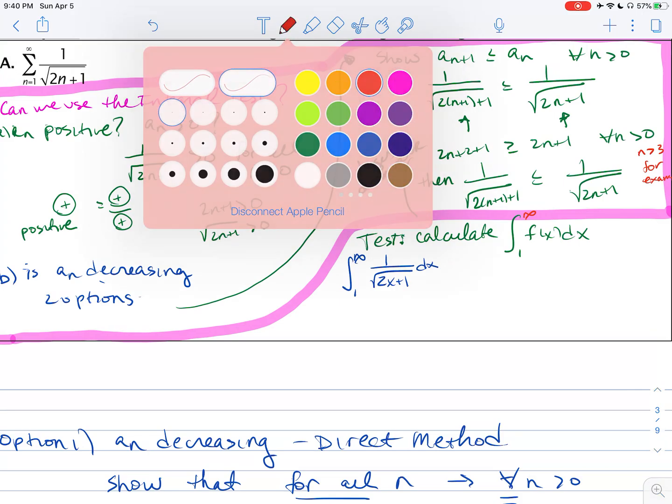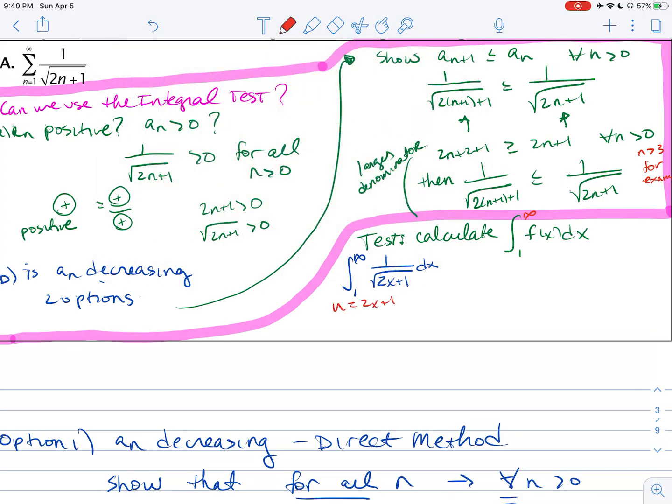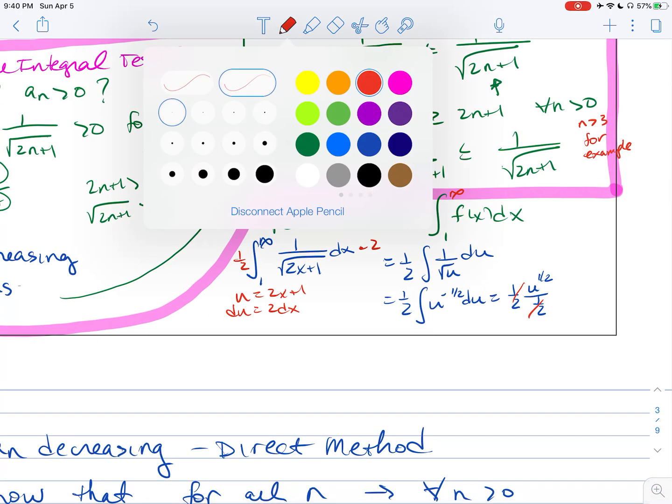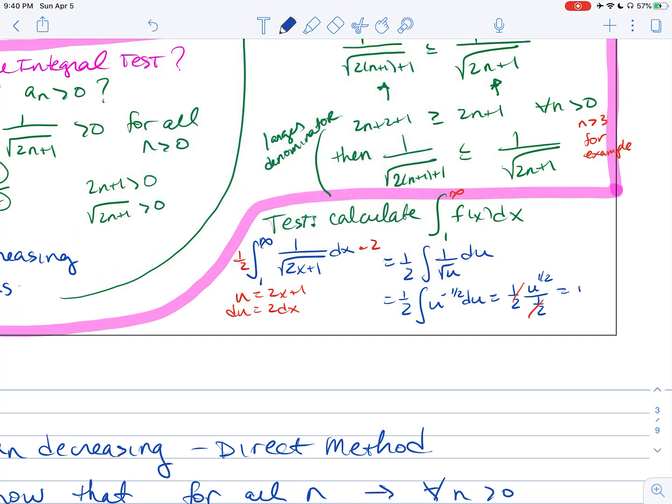dx? I'm going to use the substitution method, let u equal 2x plus 1, du is 2 dx. So if I multiply by 2, I need to divide by 2. And I'm going to get that this is equal to 1/2 the integral of 1 over the square root of u du, which is 1/2 of u to the minus 1/2 du. And that is going to give me 1/2 u to the positive 1/2 divided by 1/2. And I can cancel my 1/2s with each other.